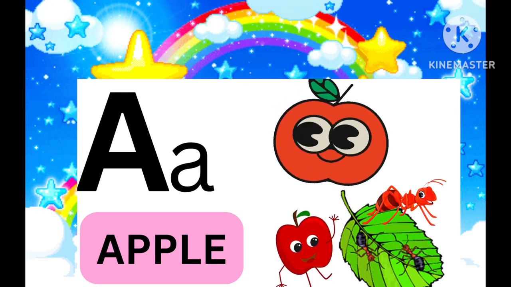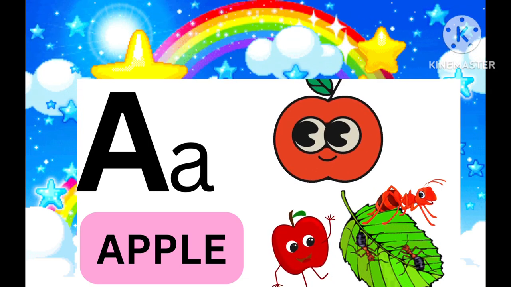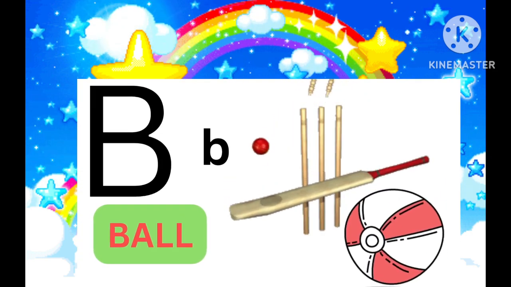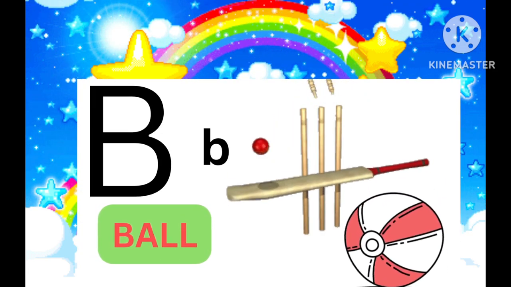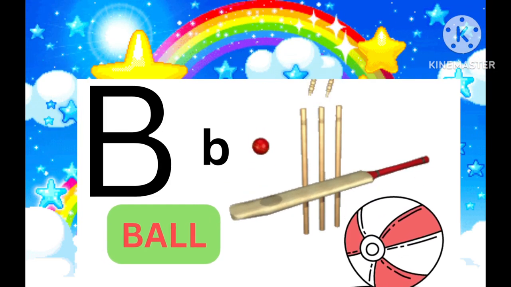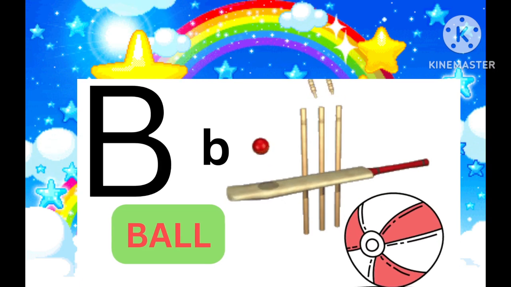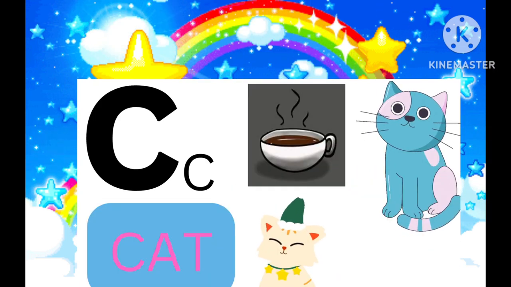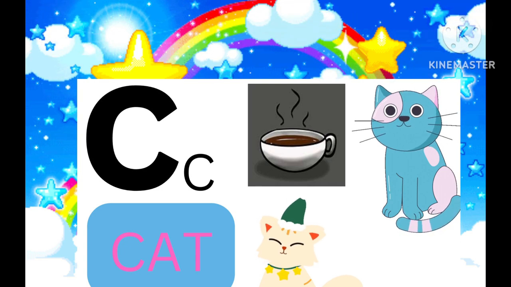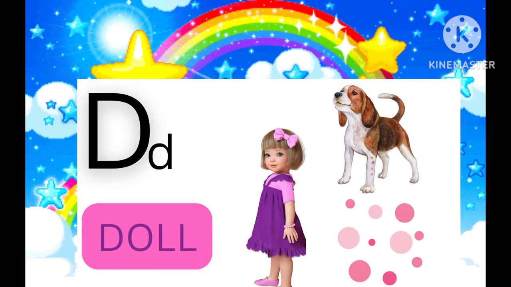A for apple, A for ant. B for bat, B for ball. C for cat and C for cup, C, C, C.